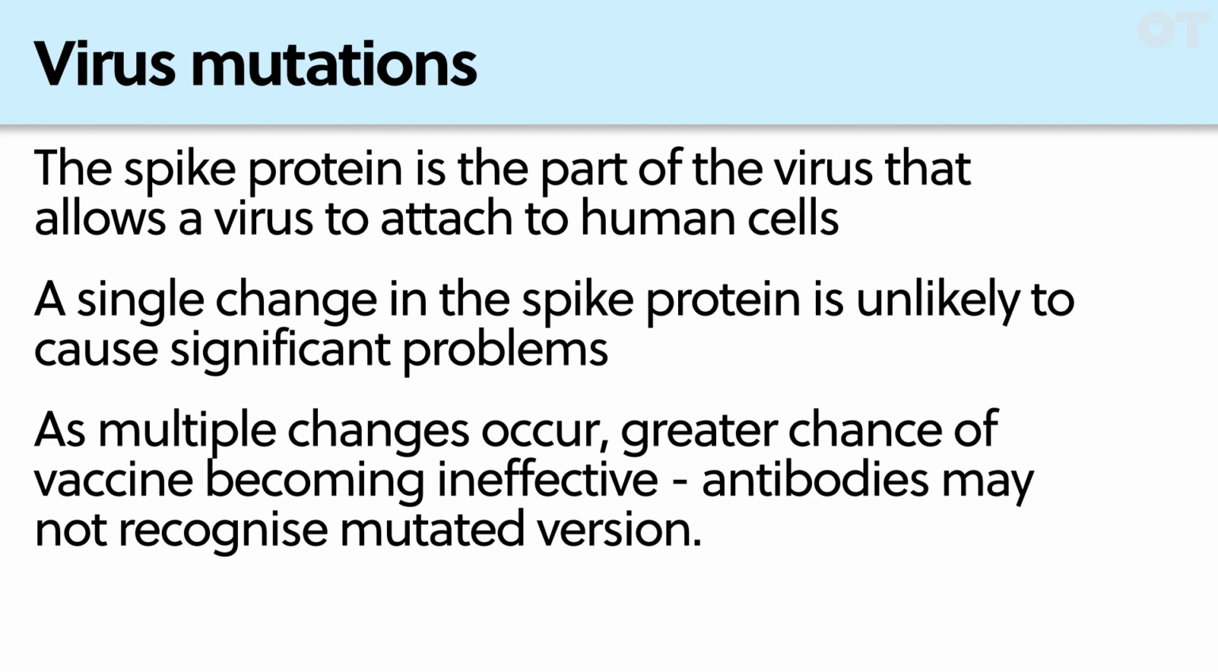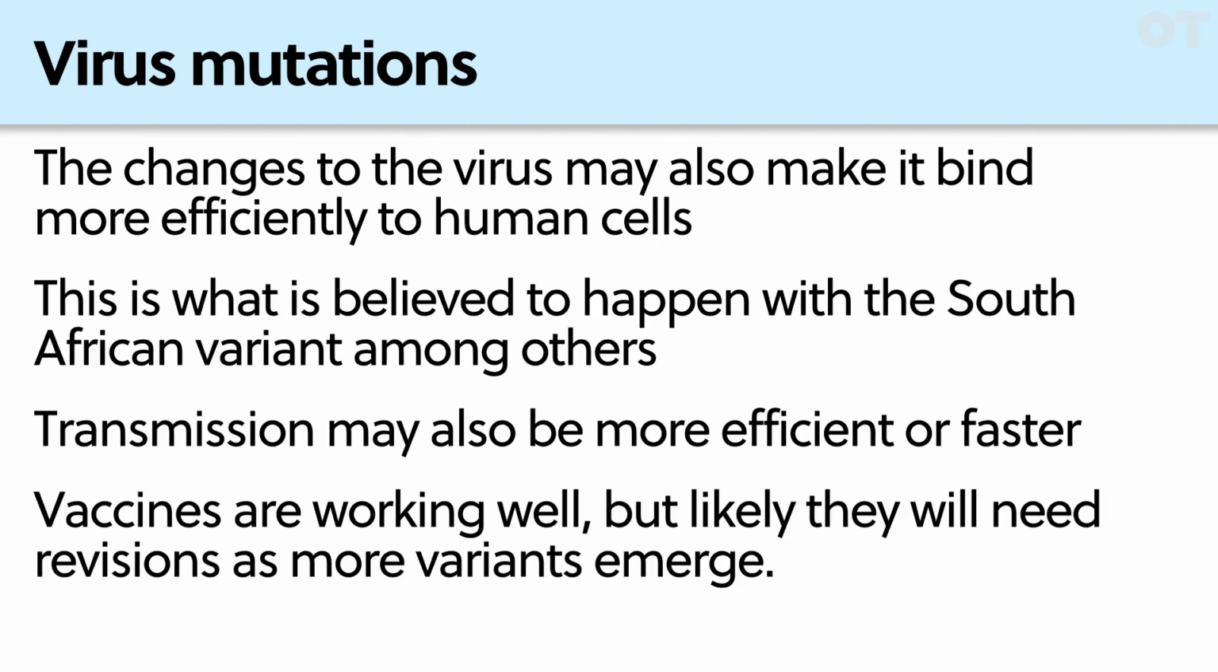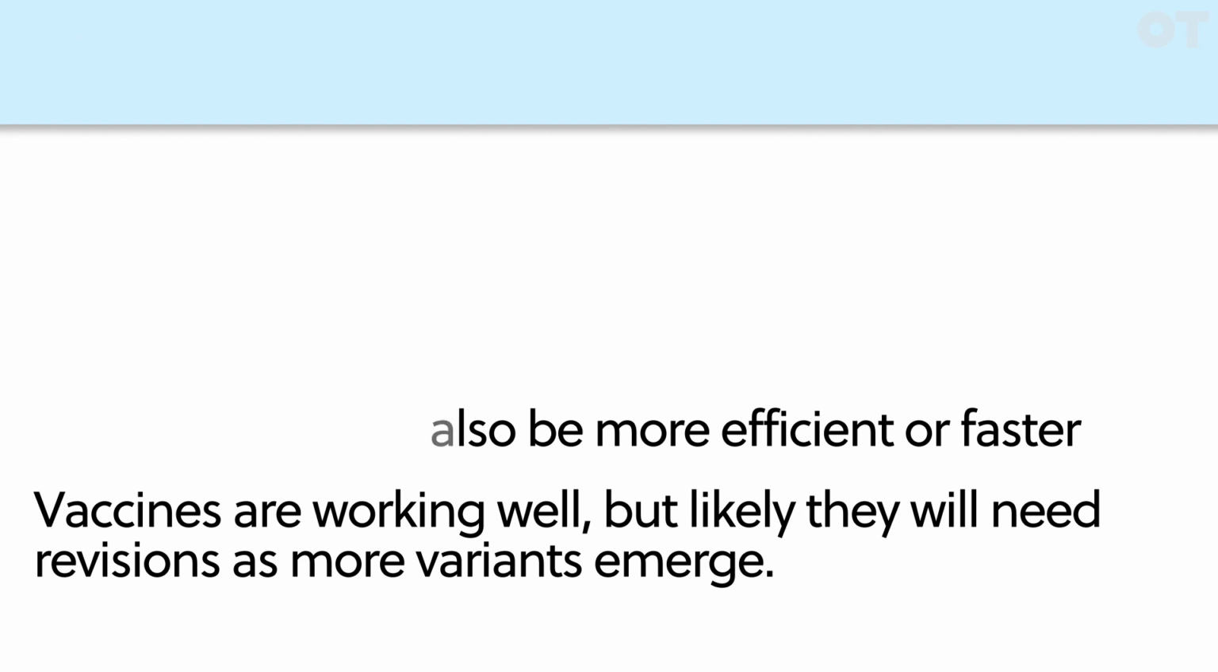And a small or single change in that spike protein is unlikely to cause any significant problems. But as multiple changes occur, the chances that the vaccine may be effective start to decrease. So the greater the mutations, the less likely the vaccine is to be effective. And those changes to the virus may mean that it can just bind more efficiently. And that's what they think has happened with the South African variant and other variants. For now, vaccines seem to be working well, but it's already been suggested that it's likely that the vaccines will need an adjustment or a revision as these new variants emerge and as we move through this process.